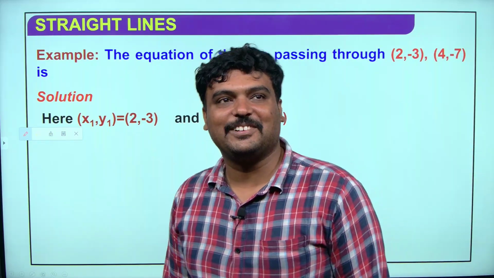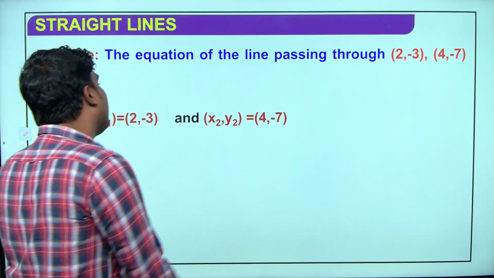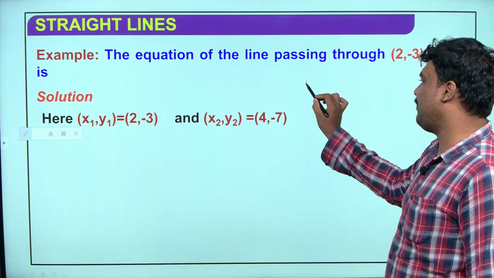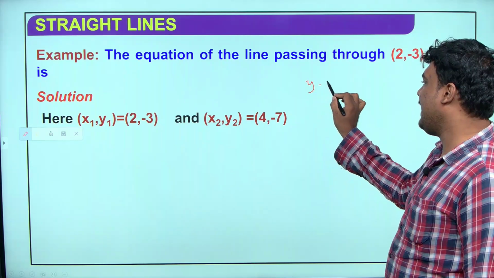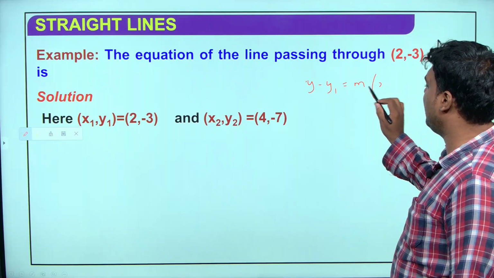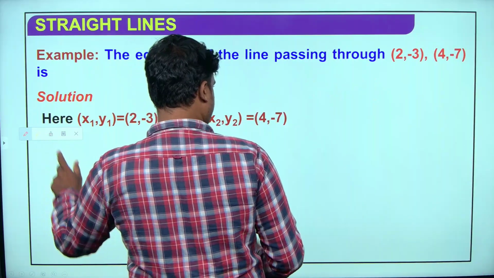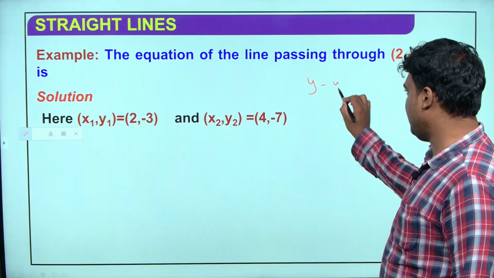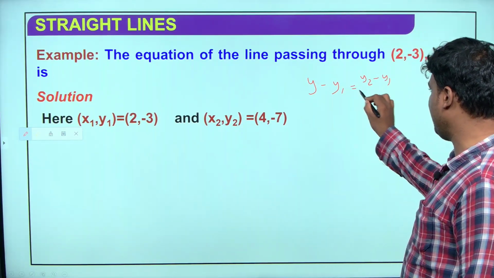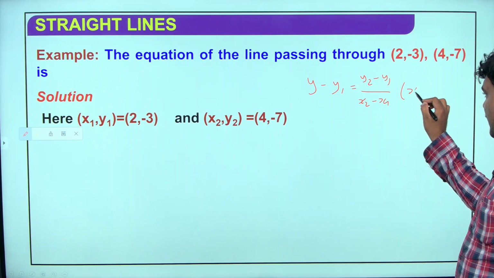Okay anyway, since you guys struggled, I will do this first. Write the formula. What is the formula? y minus y1 is equal to y2 minus y1 divided by x2 minus x1 into x minus x1.